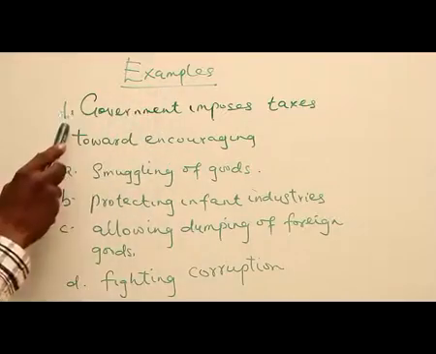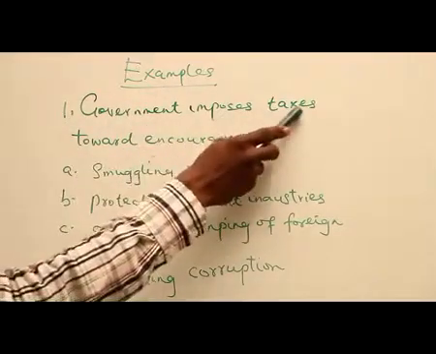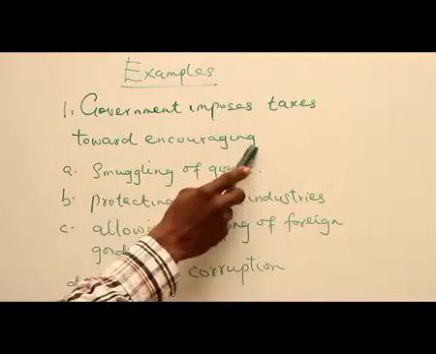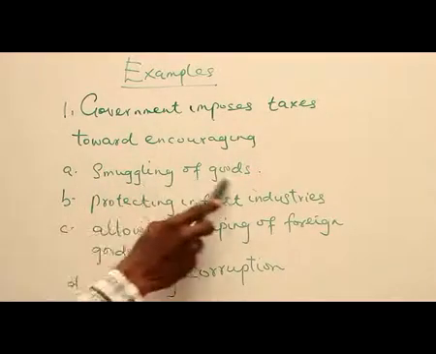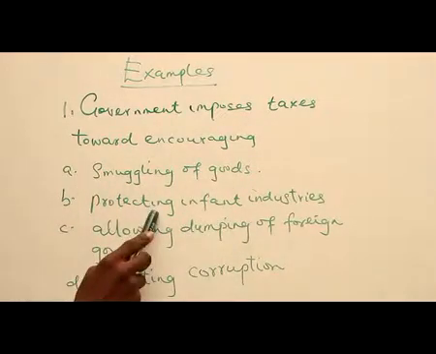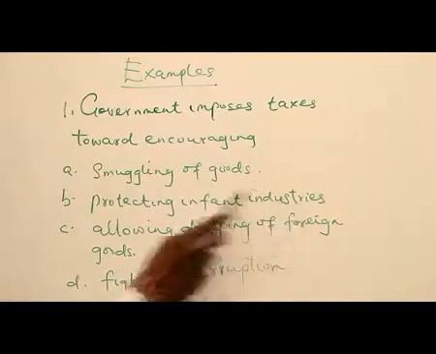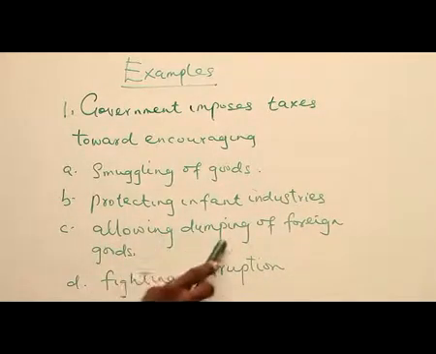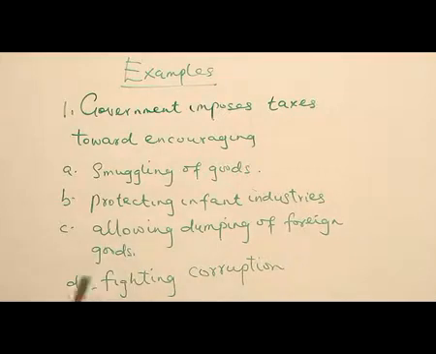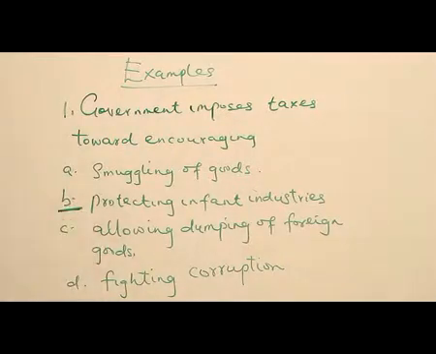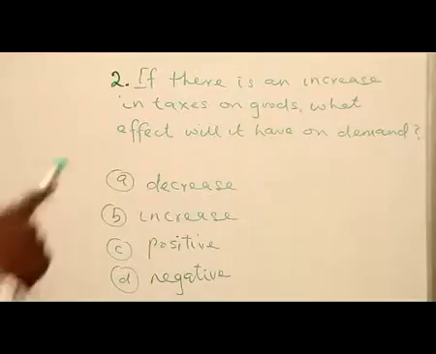Examples. Question 1. Government imposes taxes towards encouraging: A. Smuggling of goods, B. Protecting infant industries, C. Allowing dumping of foreign goods, D. Fighting corruption. The right answer is B, protecting infant industries.